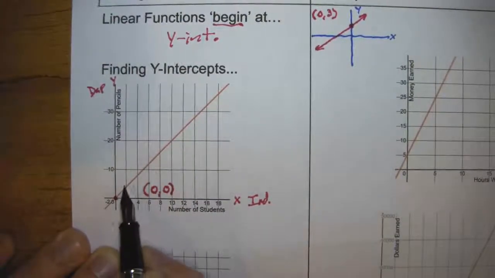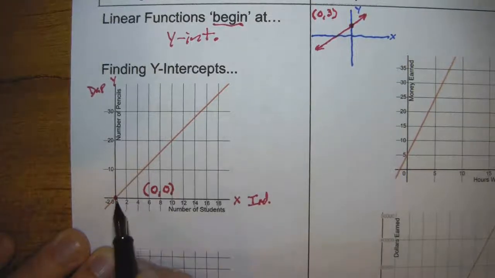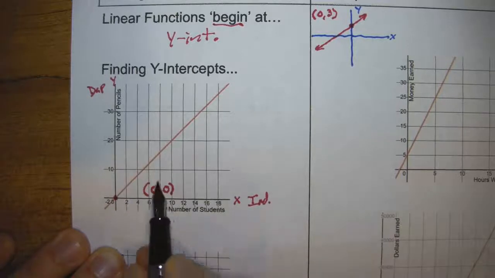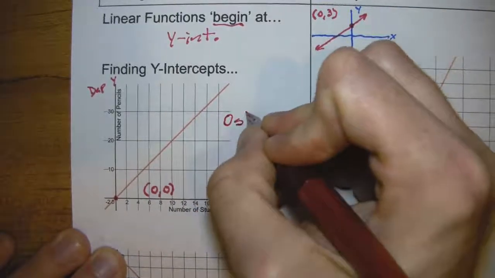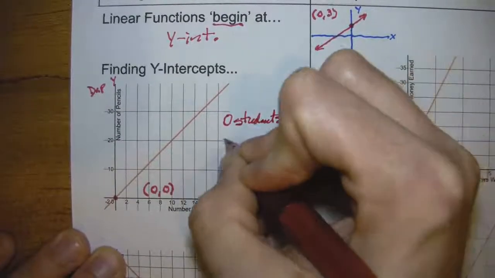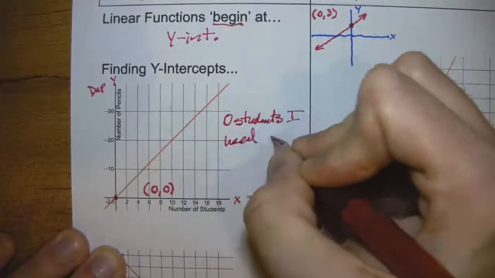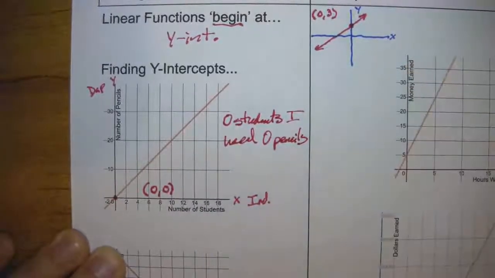If I had 2 students, well, then I would need so many. 4 students, I would need so many, and so on. But if I don't have anybody in the room, then I'll need no pencils. So that's what that particular coordinate means, that if we have 0 students, I need 0 pencils. All right, let's look at another one.